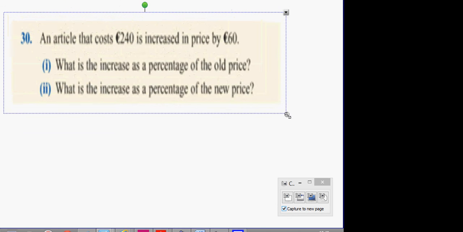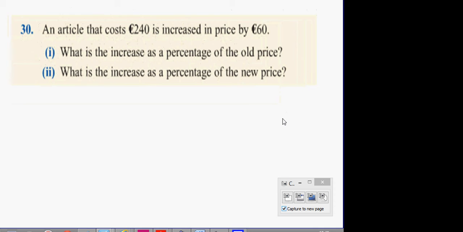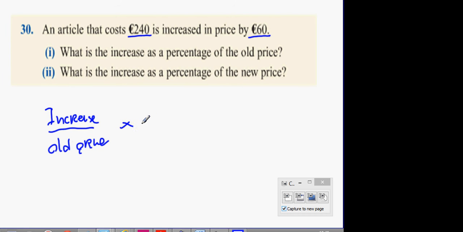Decent one. Big question there. Okay. So, Donald, what does this mean? An article costs €240 and its price is increased by 60. What is the increase as a percentage of the old price? So you put 60 over 240, increase over old price, multiplied by 100 over 1. What's the increase? 60. What's the old price? 240. And we multiply that by 100 over 1.